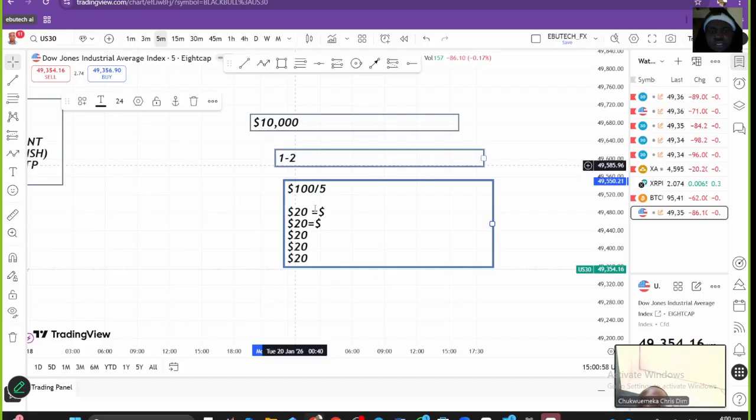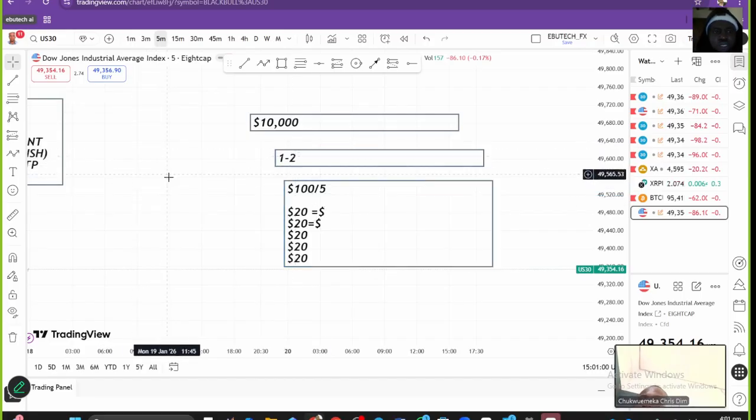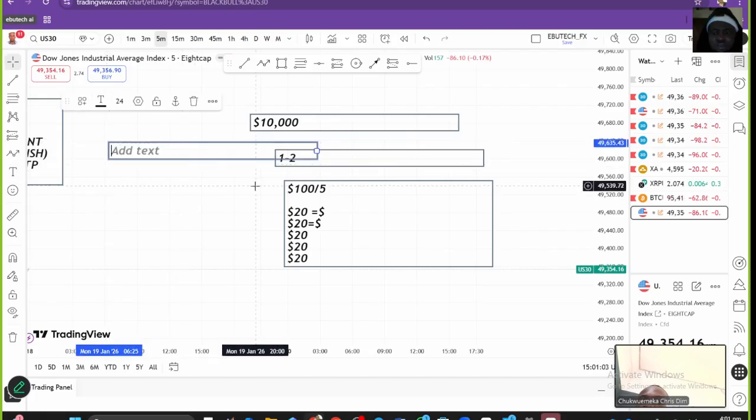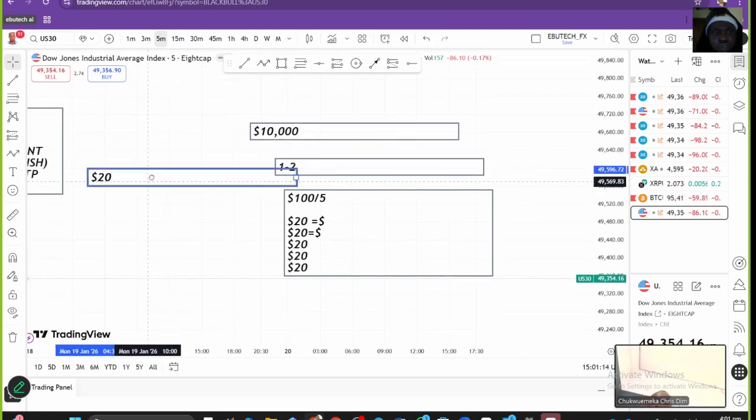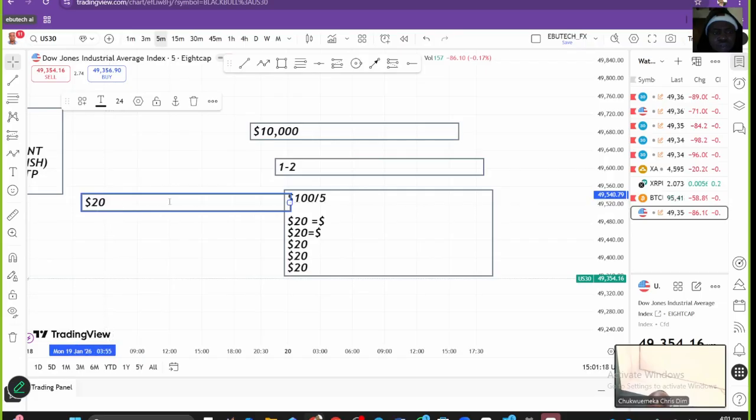You risk $20 for a trade. Maybe let's say you bought something for $20, and if you want to sell that thing, you would want to make a profit of 2 times the money you used to buy it. So in trading, what we risk, we want to make double of that.